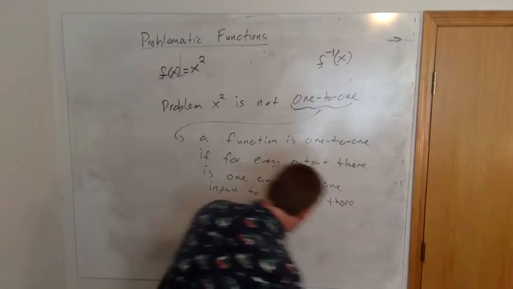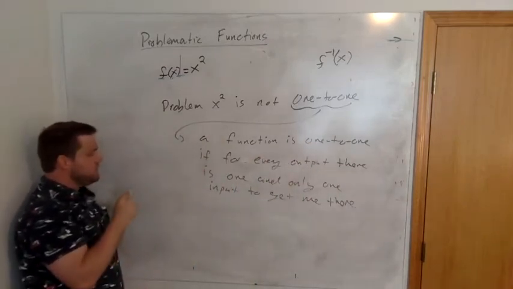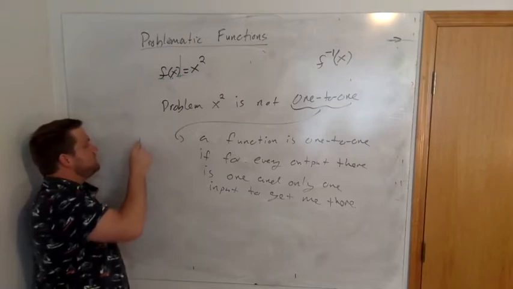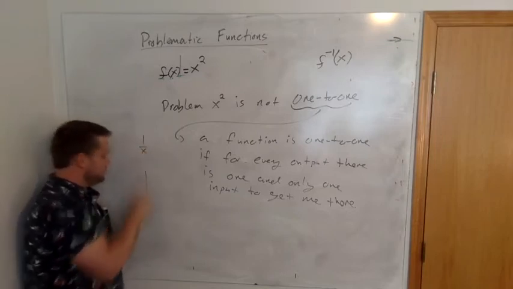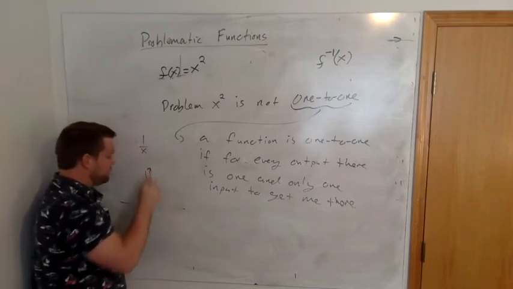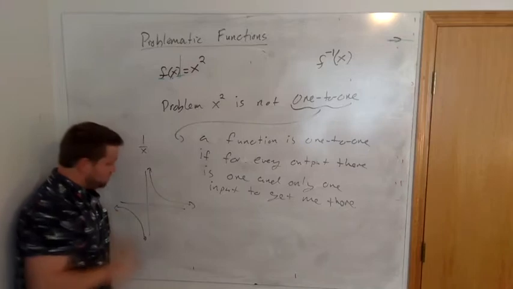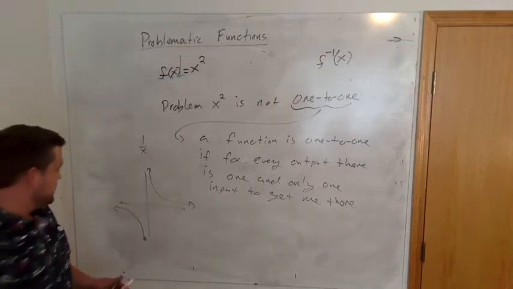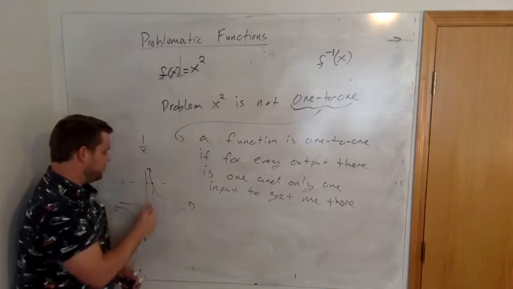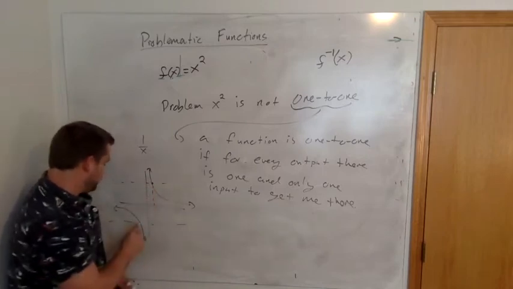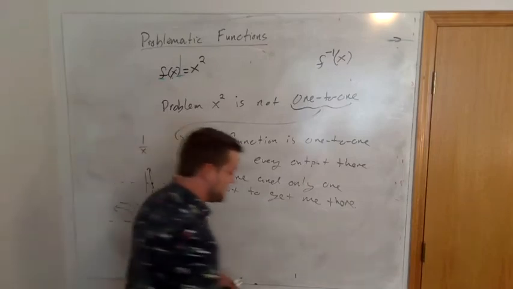Another one-to-one function would be, I don't know, how about 1 over x? 1 over x, I hope you believe, looks like this. Notice that this function is 1-to-1 because any output that you pick, there's only one possible input that could have got me to that output. This function is 1-to-1.